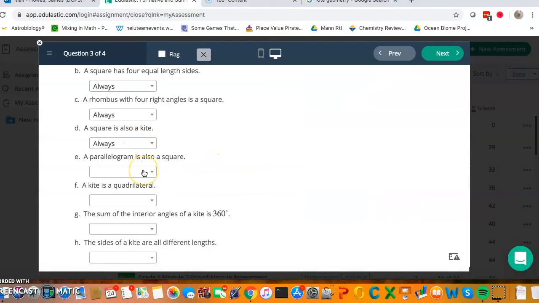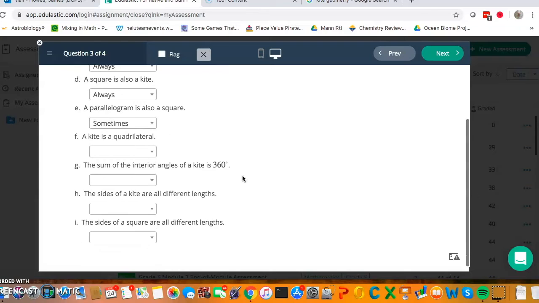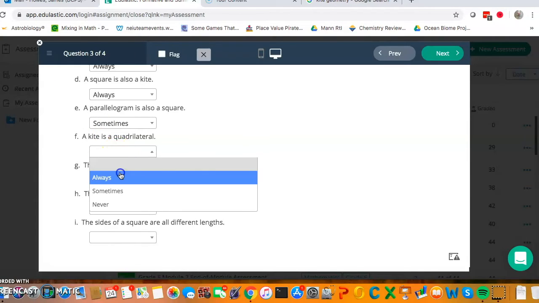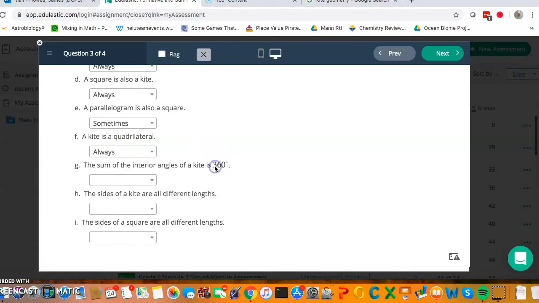A parallelogram is also a square. That is sometimes true. And the reason why it's sometimes is because a square is a parallelogram. It has two sets of parallel sides, but I have parallelograms that are not squares. A kite is a quadrilateral. Well, you might find kites in a store that don't look like a quadrilateral, but in terms of geometry, that is always true, because a kite is a name given to a quadrilateral shape.